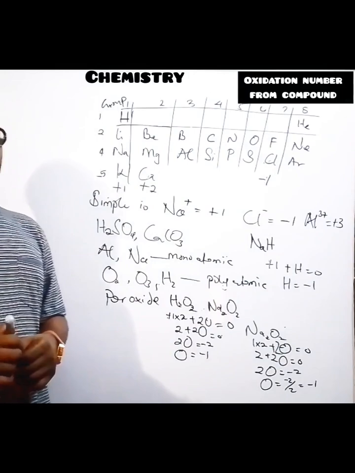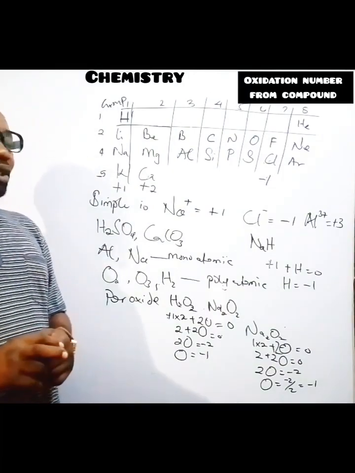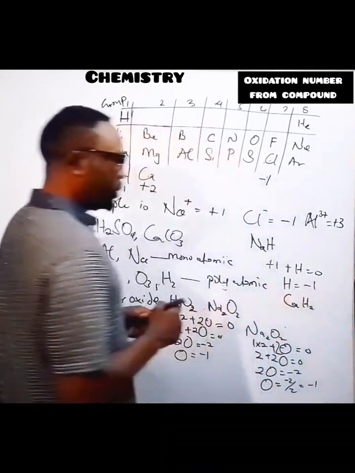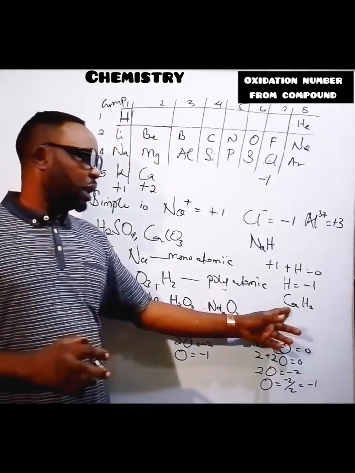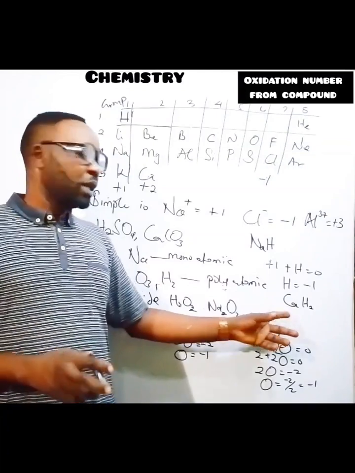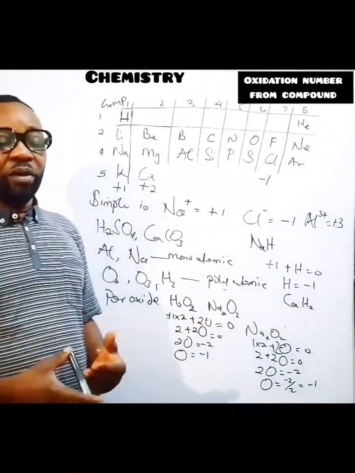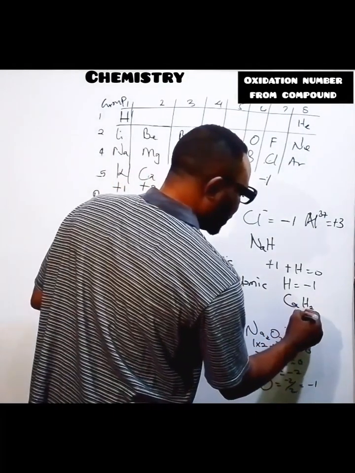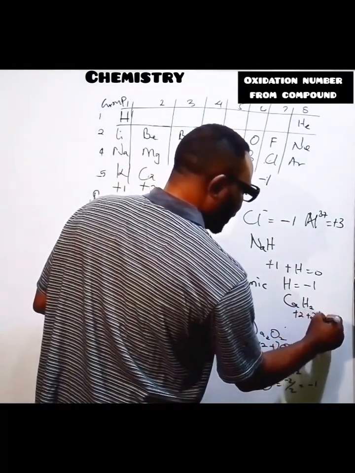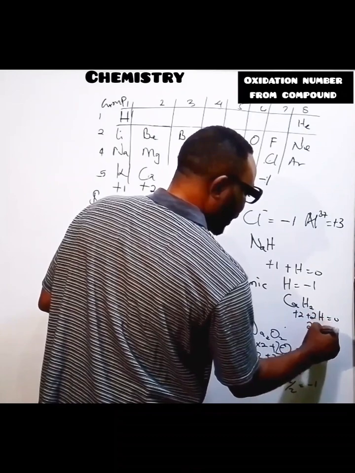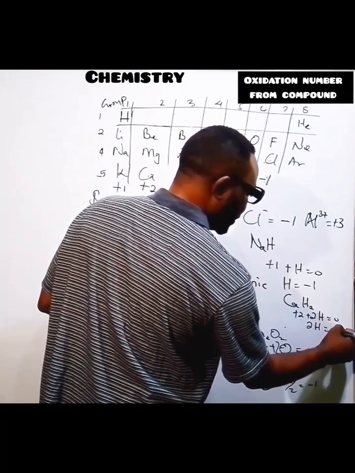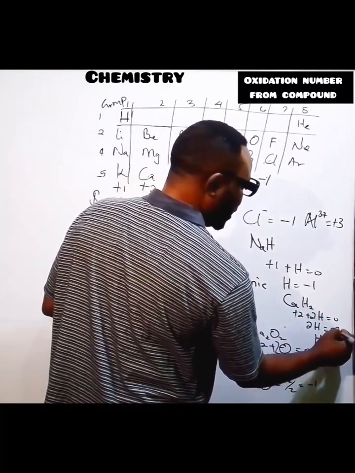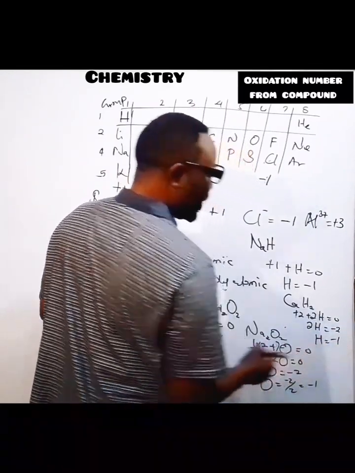Or you can as well find the oxidation number of hydrogen in the compound CaH2. Don't forget that calcium is found in group 2. Adding up their oxidation numbers together, we are going to get 0. So we can now say that plus 2 plus 2H is equal to 0. 2H will be equal to minus 2, because the plus 2 comes over and becomes minus 2. H becomes minus 2 divided by 2, which is equal to minus 1.